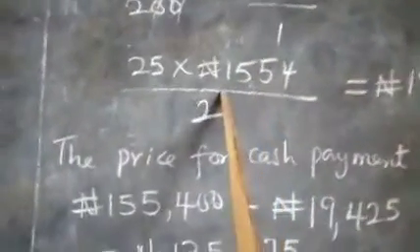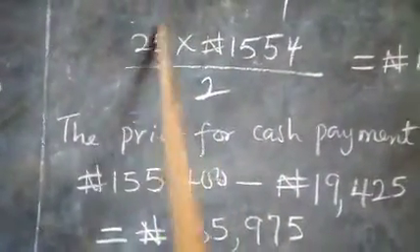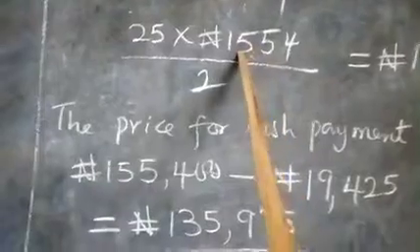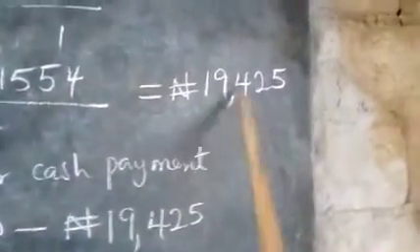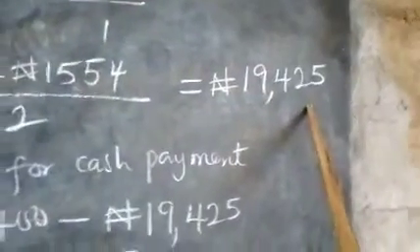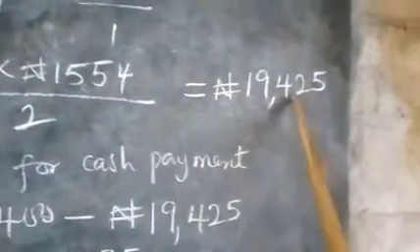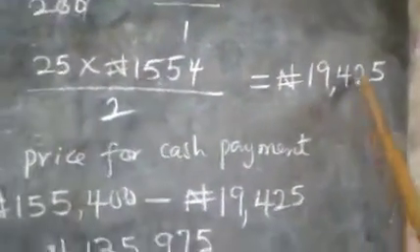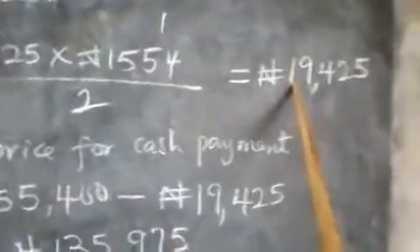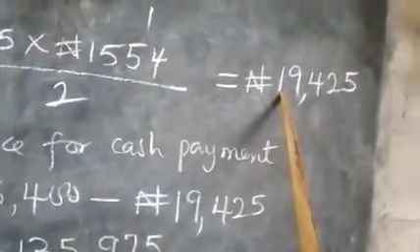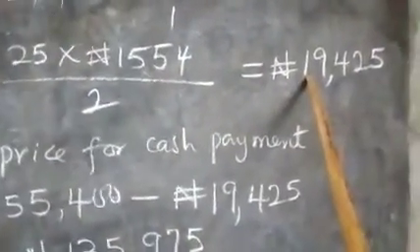So having this, when you now multiply this 25 by 1,554, then you now divide by 2. The answer you get is 19,425 naira. So that is the 12.5% that they want to give us as the discount for whoever pays in cash.